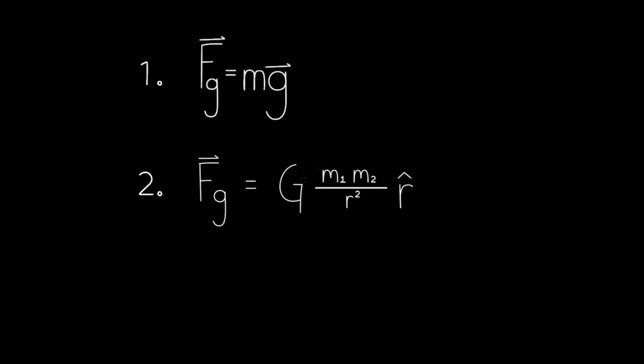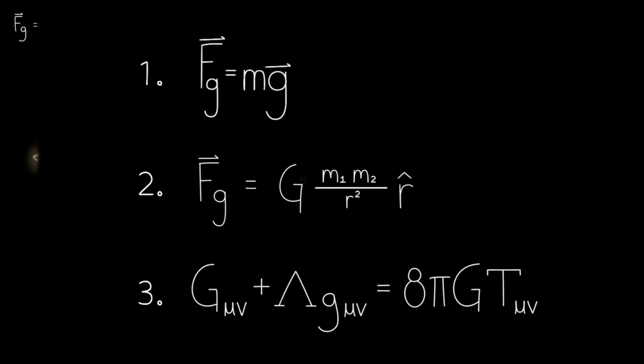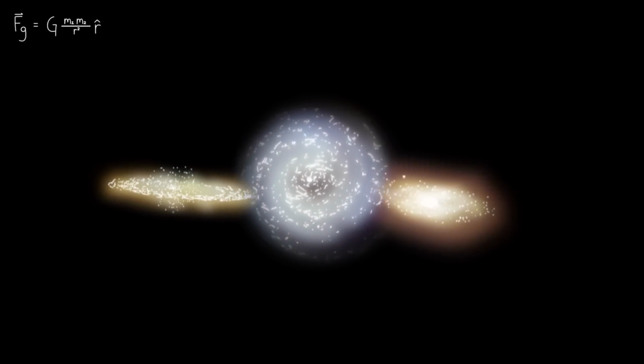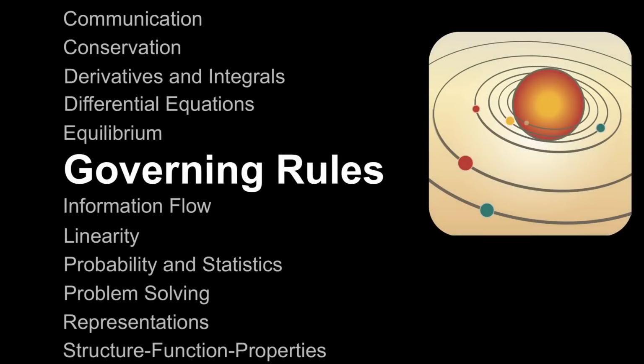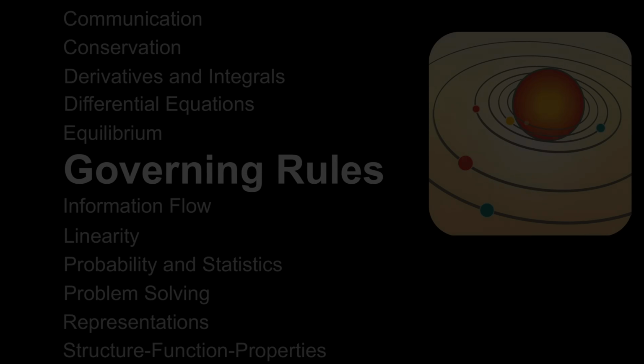In this video, we'll look at the different models of gravity and explore how each helps us understand these diverse phenomena. This video is part of the Governing Rules video series. A small number of rules describe the physical and chemical interactions that are possible in our universe.